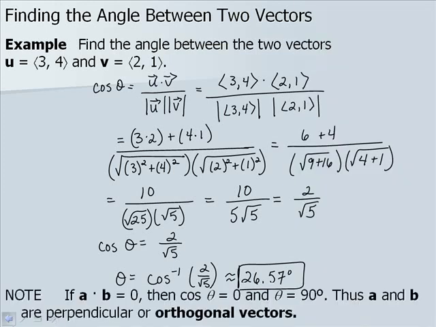Take note that if a dot b is 0, then the cosine of theta would be 0, and theta would then be 90 degrees. Thus, a and b would be perpendicular, or what we call orthogonal vectors. So we want to take note of that definition. For vectors to be orthogonal, their dot product is 0.